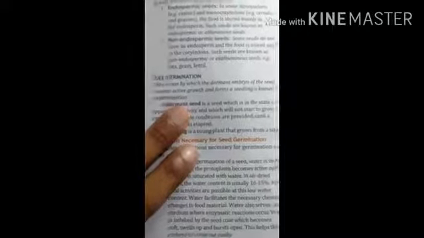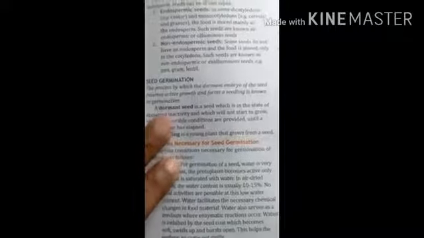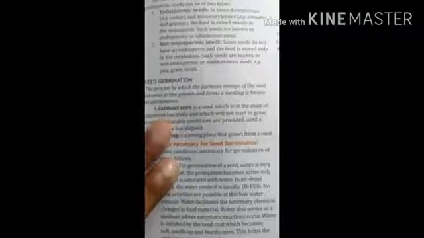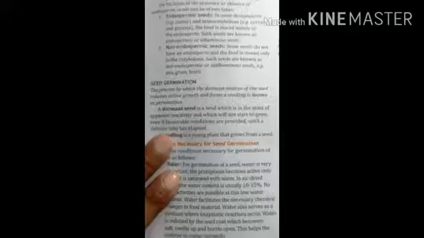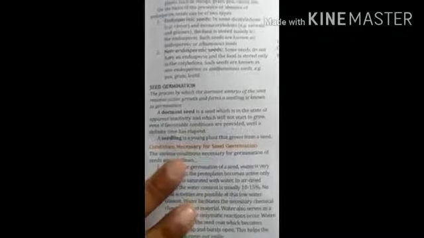Next is seed germination. The process by which the dormant embryo of a seed resumes active growth and forms a seedling is seed germination. A dormant seed is a seed in a state of apparent inactivity that will not start to grow even if favorable conditions are provided until a definite time has elapsed. Simply, after a definite time only will a dormant seed be able to grow. A seedling is a young plant that grows from a seed.